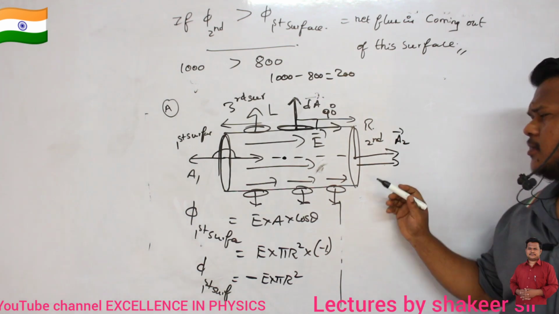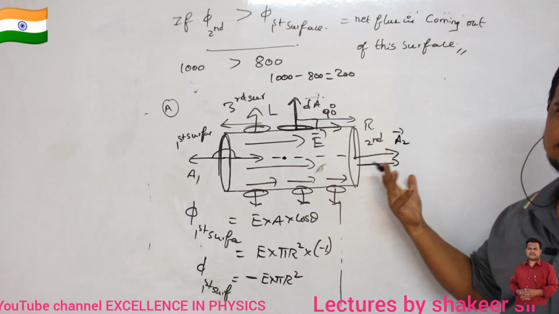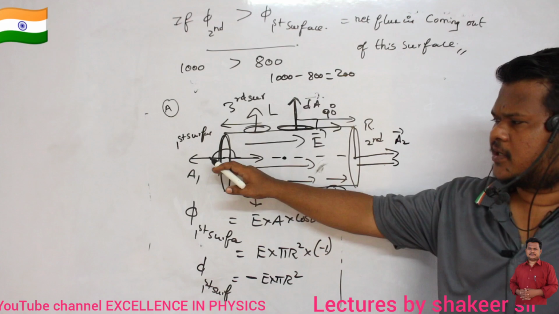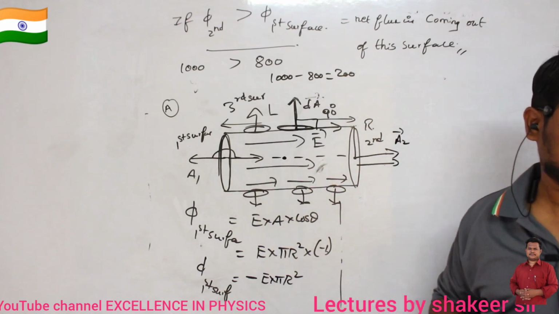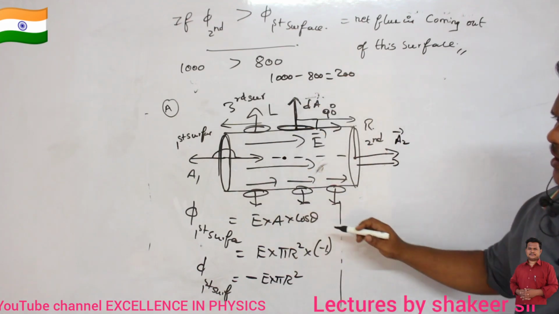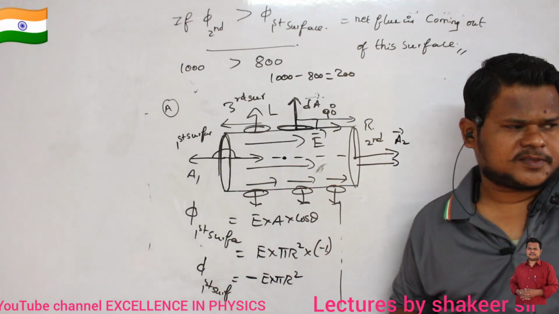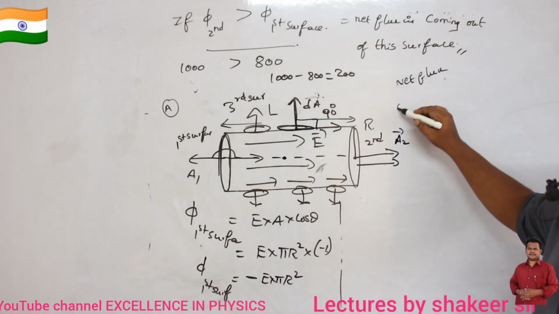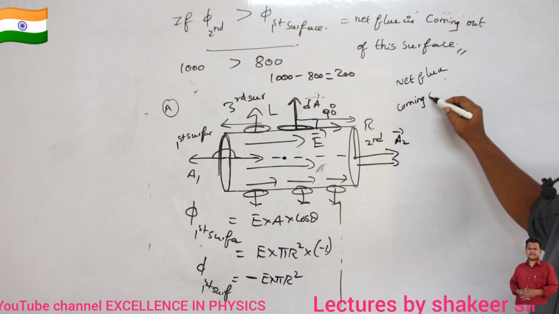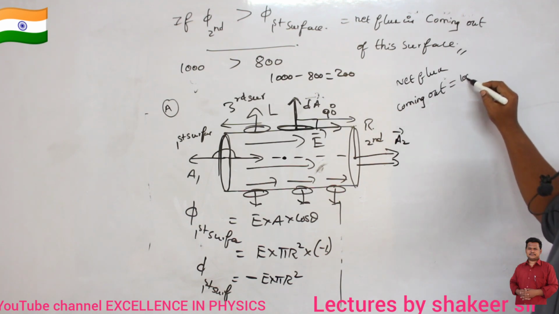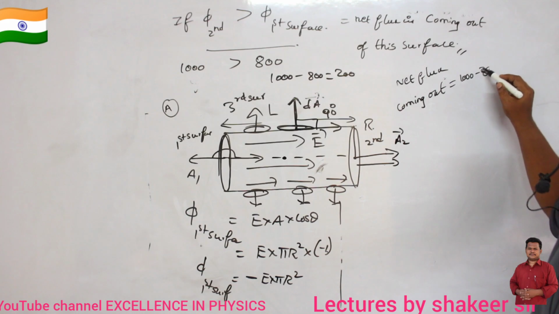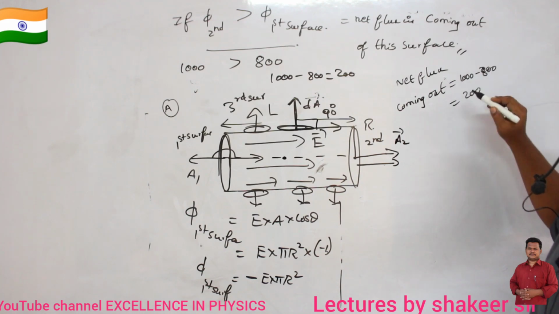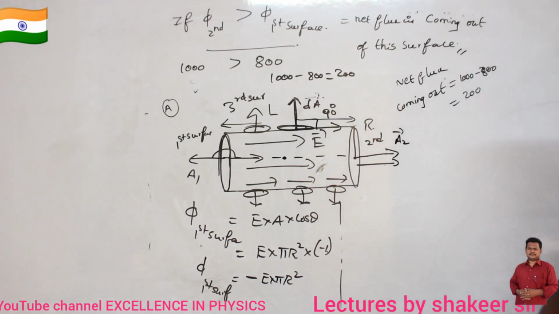So let us consider 1000 electric lines are coming out of the second surface and only 800 lines are entering into the first surface. Then the net lines coming out of this surface will be how much? Net flux coming out will be 1000 minus 800 equals 200 lines coming out, for example. Are you able to understand, ma?